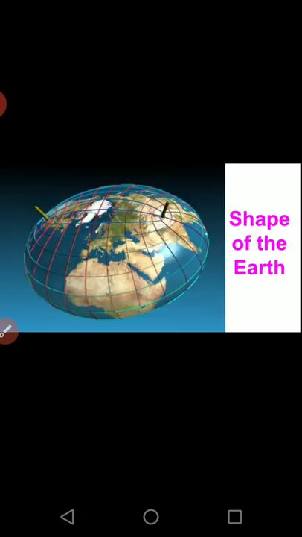Here something more, that how longitudes they divide the earth into western hemisphere and the eastern hemisphere. Moving on to the next topic, shape of the earth.